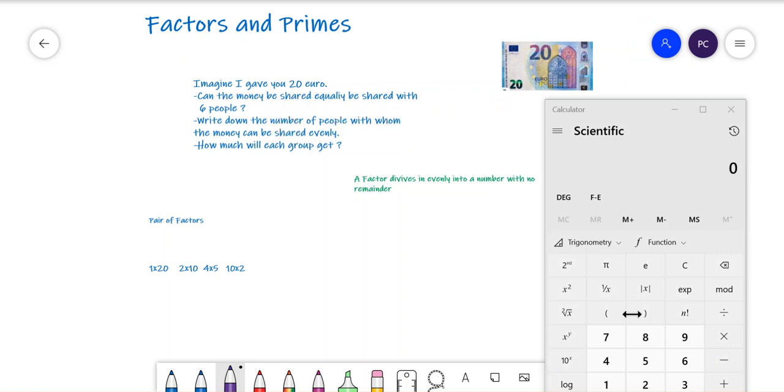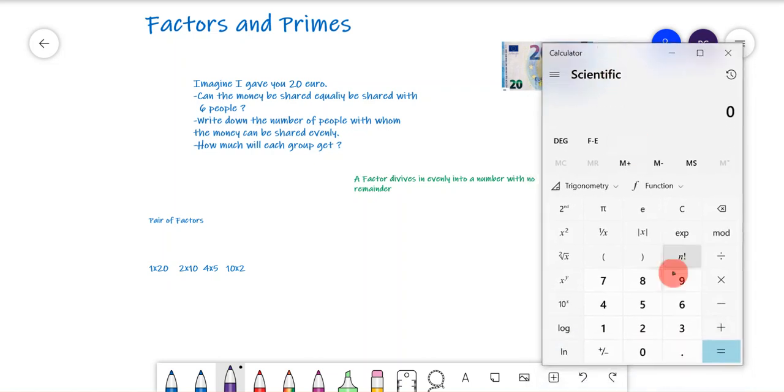So if we take, let's say, €20 and we divide it up between 6 people, we can see that each person would get roughly €3.33. So it's not an even number. What we can say then is that this number 6 is not a factor of 20. If we look for a factor of 20, we can see that 6 is not a factor of 20.